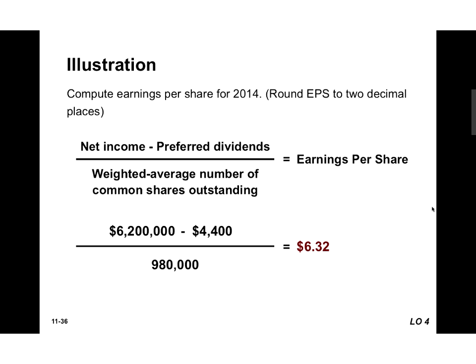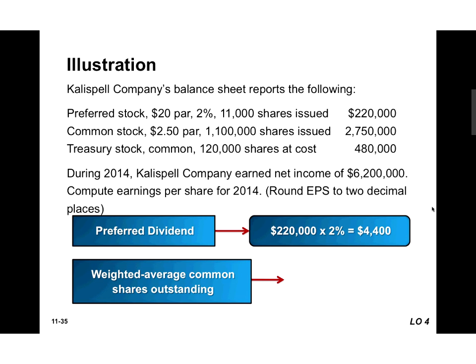I'll go back to that one. Okay. In terms of where the $6,200,000 comes from, that was given in the example, and that net income will be given to you. So in our example facts, okay, right here, it tells us we had net income of $6,200,000.